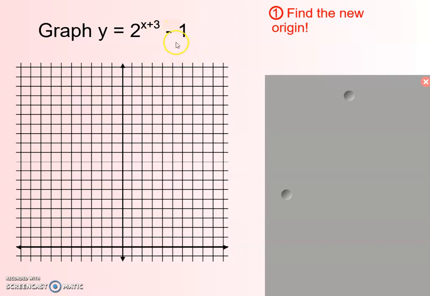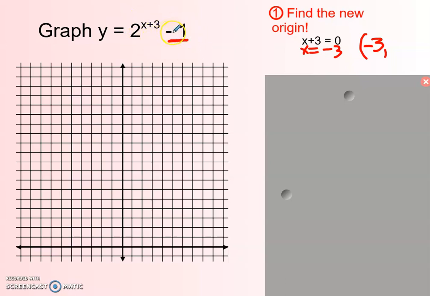The x value, we have a trick. Our trick is we set whatever's inside the function, and what's inside this function is this x plus 3. So that's the function itself. I take that and I set it equal to 0 and I solve. And when I solve that, I get x equals -3. And so for my origin, I know that the new x value is -3, and the new y value is whatever's happening outside the function.